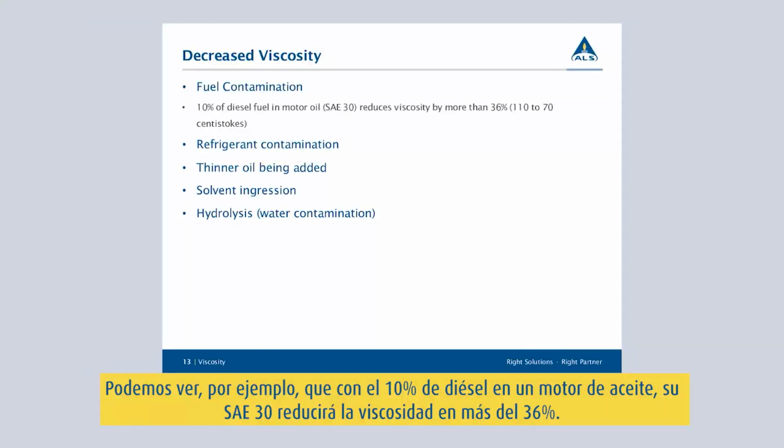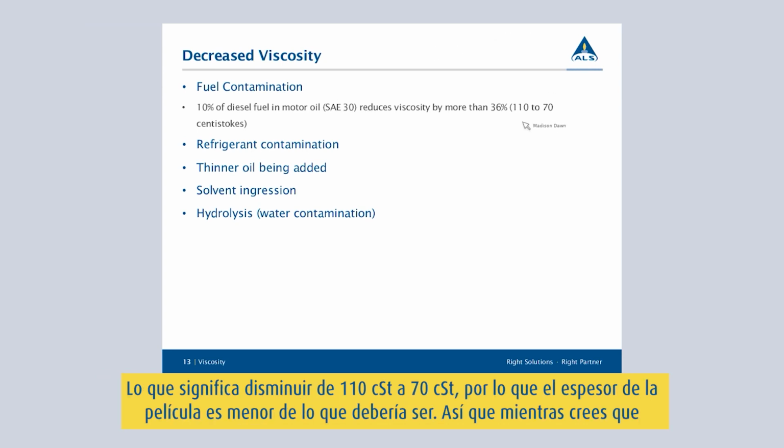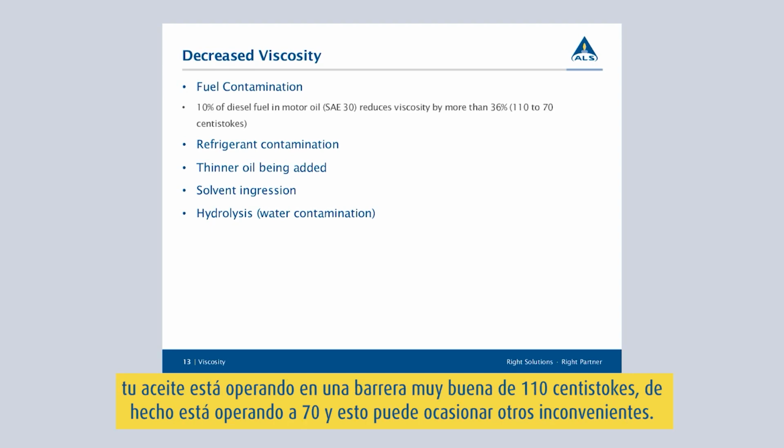And this is just an example, so it doesn't apply to every single case, but if 10% diesel fuel is in motor oil, let's say it's SAE 30, it reduces your viscosity by more than 36%. So we look at what was 110 centistokes going to 70 centistokes. And so the film thickness that's created decreases. While you think and hope that yours is operating where it's creating a really good barrier at 110 centistokes, you could be operating at 70, which could lead to further issues.